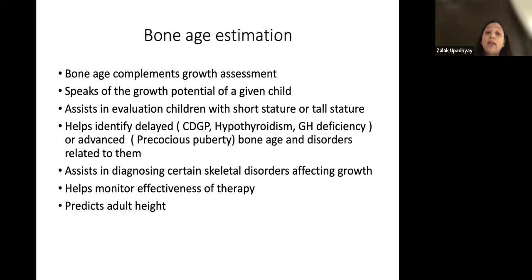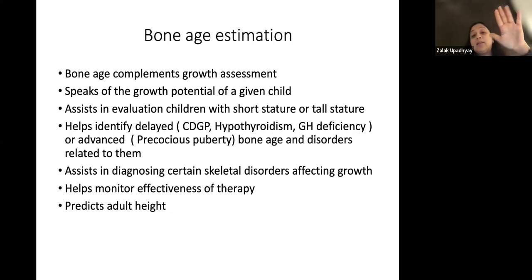A delayed bone age happens in constitutional delay in growth and puberty, but you will find more delay in hypothyroidism and growth hormone deficiency. In constitutional delay in growth and puberty, it may be around 1 to 2 years. But with hypothyroidism or growth hormone deficiency, the delay in bone age will be beyond 2 to 3 years. Advanced bone age is seen in precocious puberty. So these are the disorders related to them.